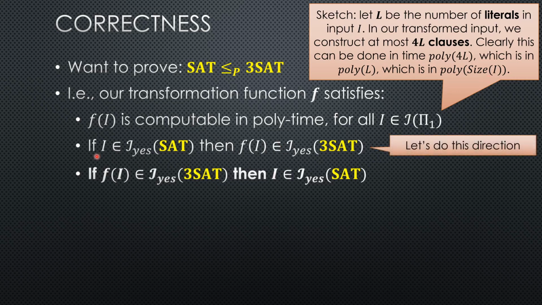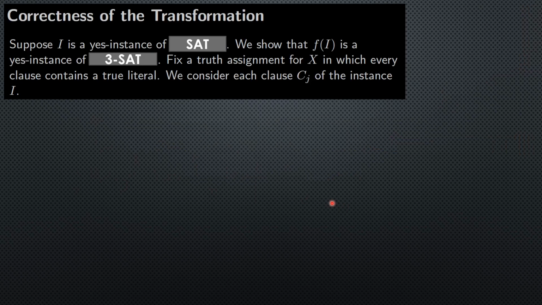Okay, so let's then prove the first of these 2 directions we have to prove about the return values, about the correct outputs. Suppose I is a yes instance of SAT. We're going to show that f of I is a yes instance of 3-SAT. If I is a yes instance of SAT, there is a satisfying truth assignment for all the variables that causes every clause to be satisfied, right? So every clause will have a true literal. So let x be any such assignment. Let x be any satisfying assignment.